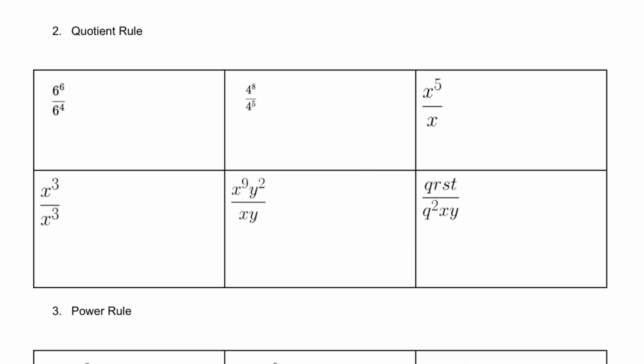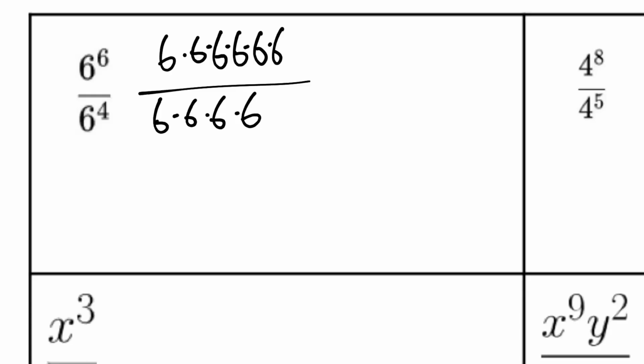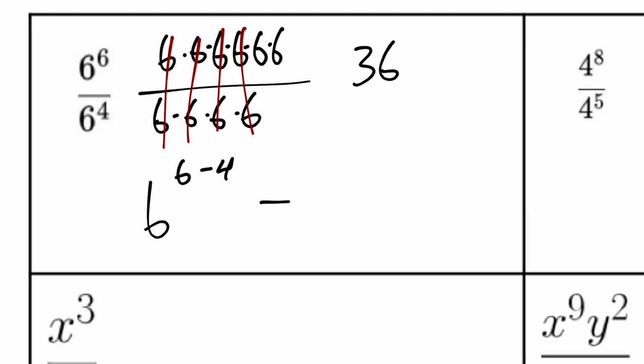Next up is the quotient rule. Here we're going to be subtracting when we are dividing two exponents with the same base. So think about what exponents mean. That's 6 times itself 6 times, 6 times itself 4 times, and we cancel out 1, 2, 3, 4 of them. On the top is 36. We can also think of this as 6 to the 6 minus 4 is equal to 6 squared, which is 36.